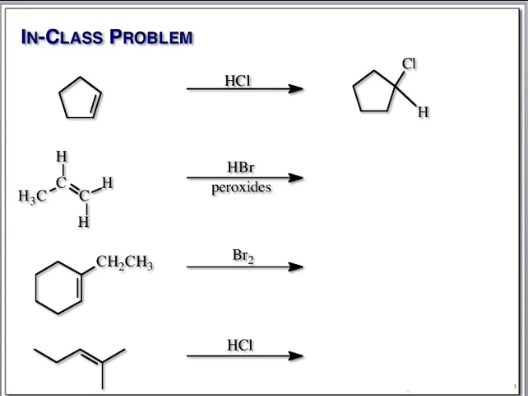Our second reaction, we look at this and say HBr, peroxides. Okay, I remember that. That's anti-Markovnikov, radical intermediate. I have a secondary carbon and a primary carbon. If it's anti-Markovnikov, the radical is going to form on the secondary carbon, and the bromine is going to go to the primary.